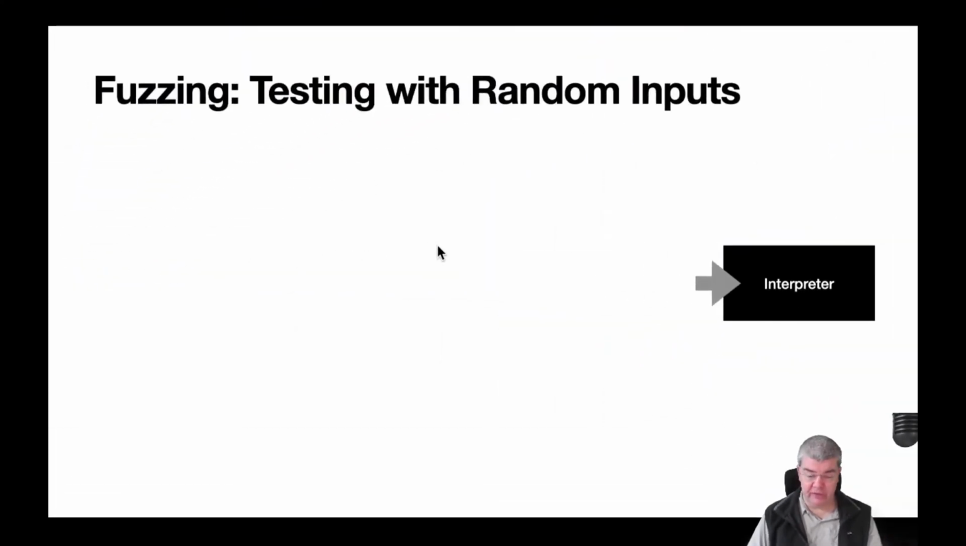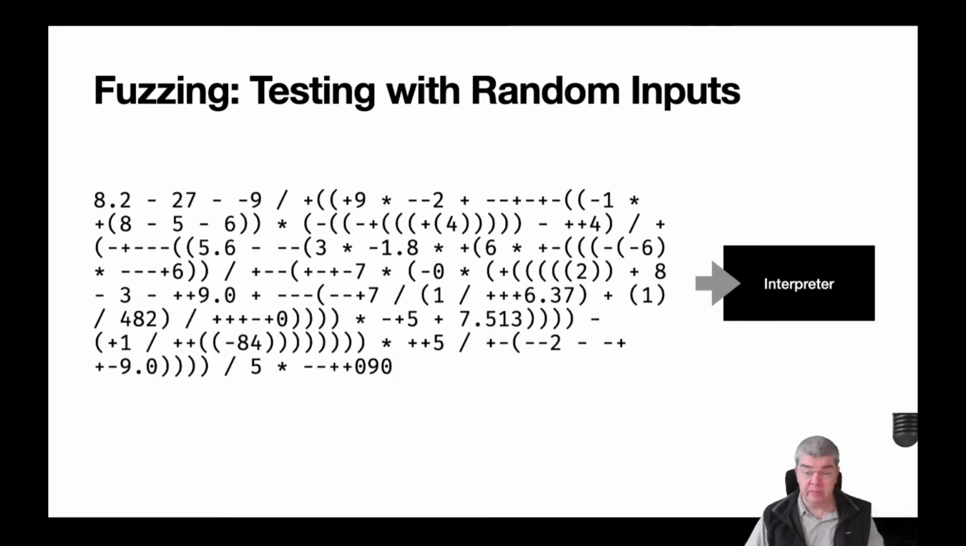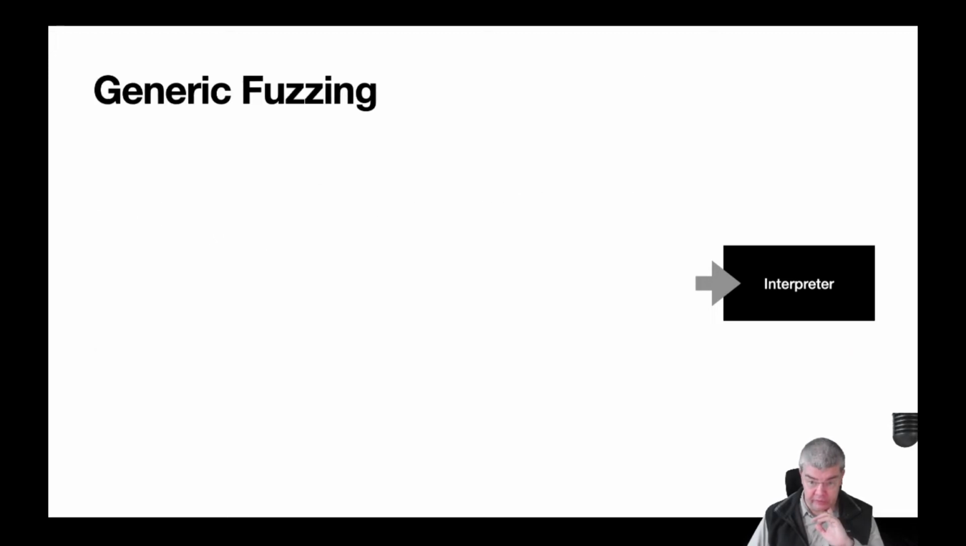Assume you have an interpreter of arithmetic expressions. And the inputs to this interpreter are indeed arithmetic expressions, as we all know and love them. And if we manage to get a very complex arithmetic expression into our interpreter, then we can actually trigger a bug. Would be nice. Can we do this with just putting together random characters?